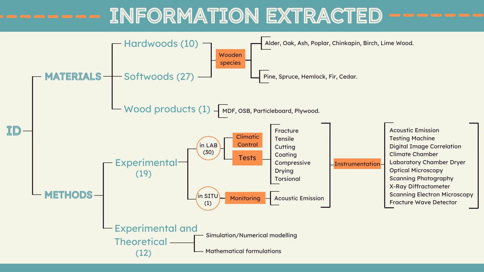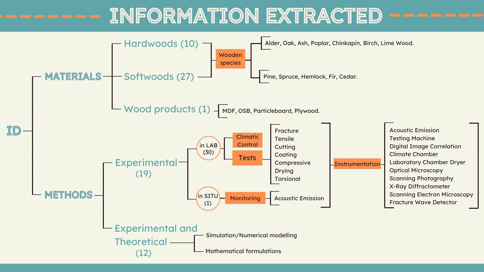Starting from the reading of the selected articles, a first approach was to create a personal database reporting all the relevant characteristics deduced from the documents. This analysis highlighted that 27 of 31 documents explored softwood's behavior, while 10 of them explored hardwood's behavior, and just one of them considered wood products, such as plywood or particle board. The documents describe the use of the acoustic emission technique to investigate the topic, in most cases through laboratory experiments, and in only one case through in-situ monitoring.